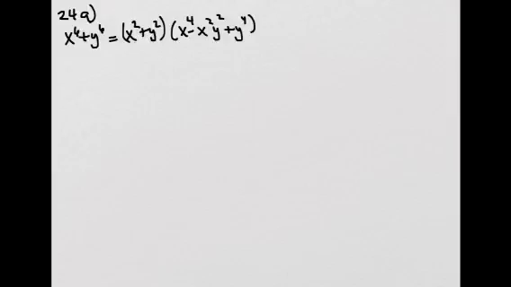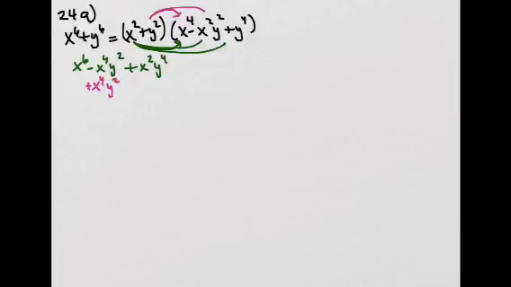So this times this is x to the 6th. This times this is negative x to the 4th y squared, and this times this is positive x squared y to the 4th. Then we move to the y squared, right? So it's this times this. It's positive x to the 4th y squared, so it'd go underneath here because it's the same term, a like term. And then this times this would be minus x squared y to the 4th. Again, I put it here because it's a like term.